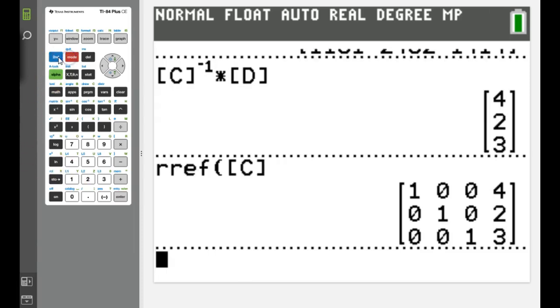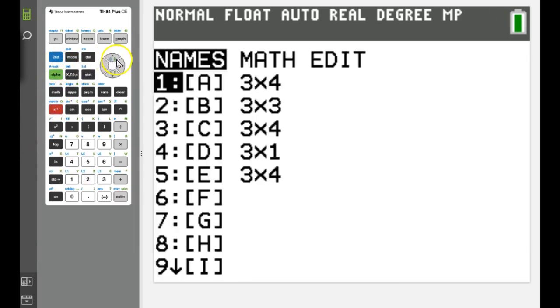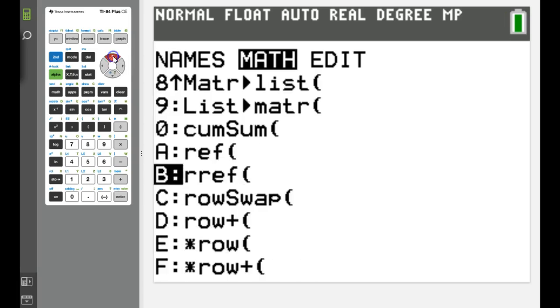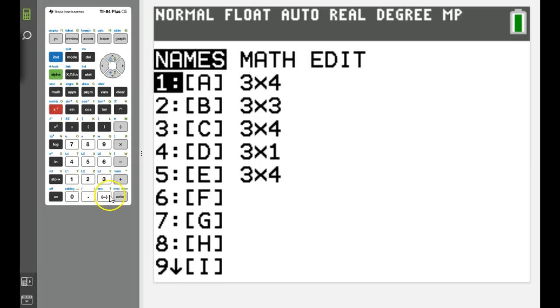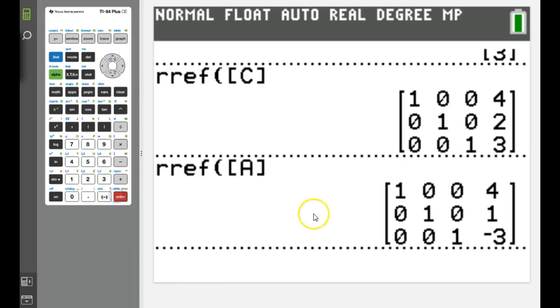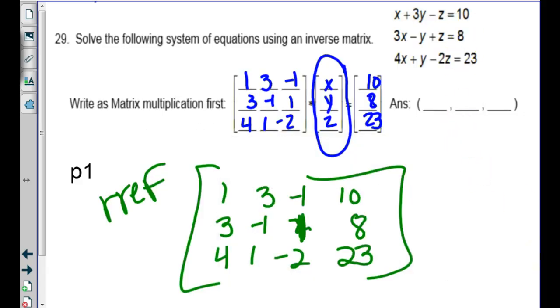All right, then I quit. I go back into matrix. I go over to math. I go up to RREF, and I put the name of the matrix that I just stored those all in. And it tells me x equals 4, y equals 1, z equals -3. Are we good? 4, 1, -3. You could also use the inverse.